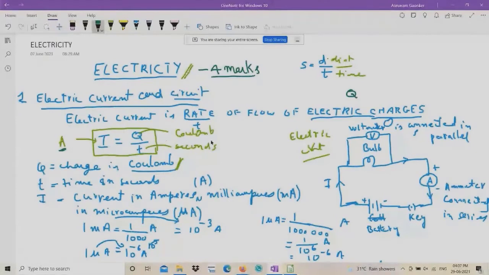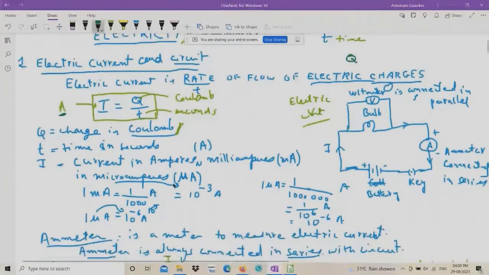Q is the charge in coulomb, so the unit should be coulomb. If it is given in some other unit, you convert it into coulomb. And divide by time, where time is in seconds. Remember second, coulomb and ampere. These three units should be kept in mind for using this formula.